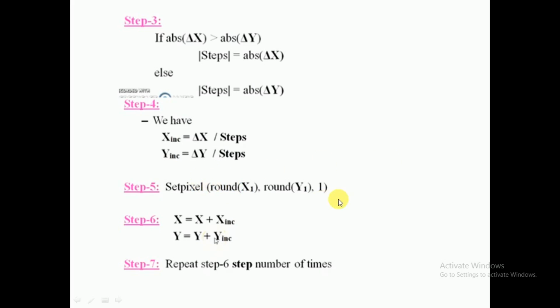We will discuss the disadvantages at the end of this explanation, in the slide. Now, draw that pixel, then calculate the next value. New x is x plus x increment, and y equals y plus y increment. This is the new pixel. Then repeat step 6, step number of times. This is how the algorithm works.